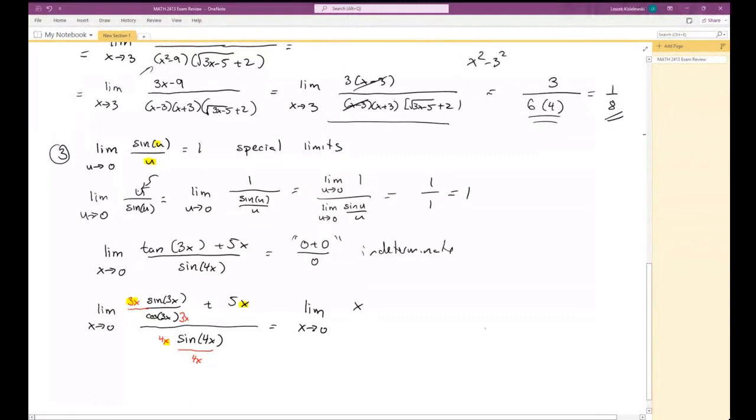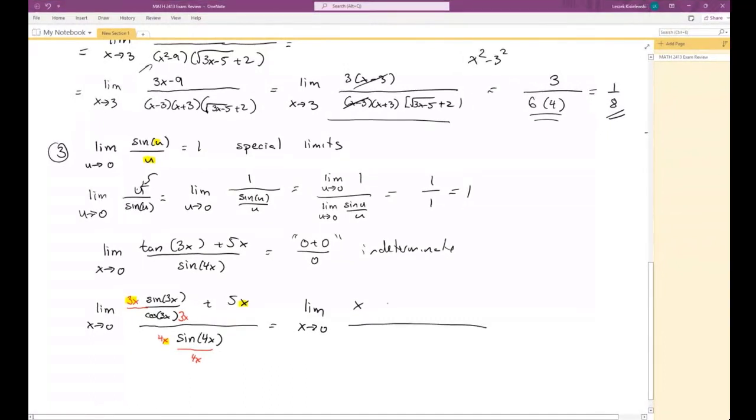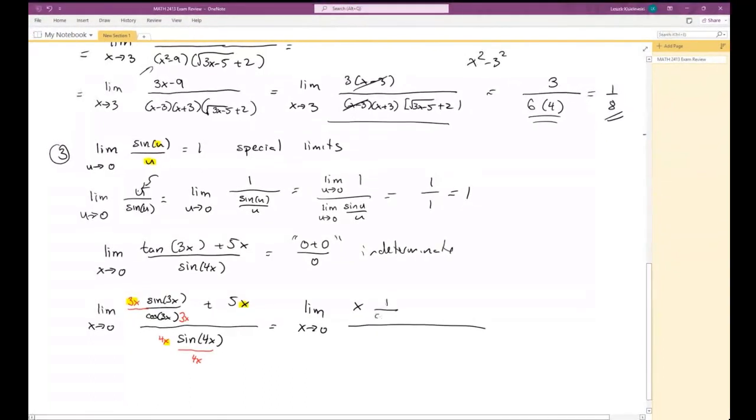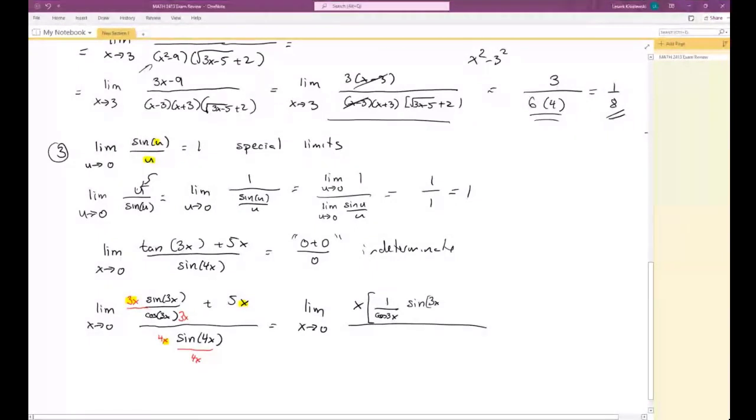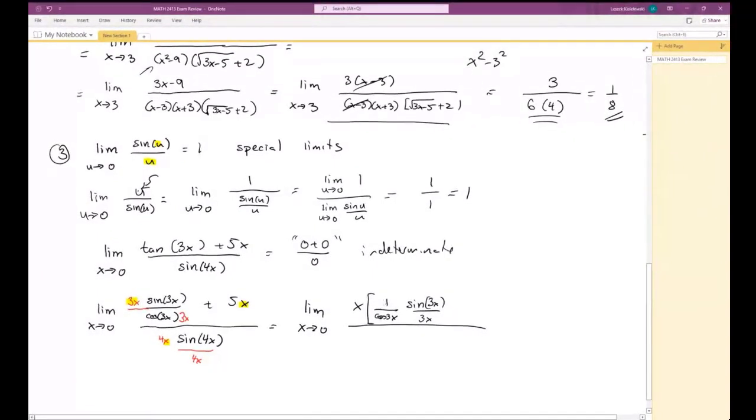So x on top, and what's left behind, we're going to think of this as 1 over cosine 3x. Right, we're just kind of regrouping so it's obvious where the special trig limit applies. And yes, we're left with a 3, thank you.